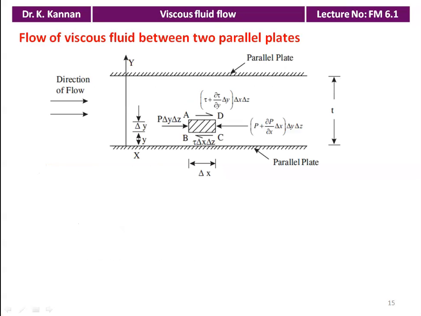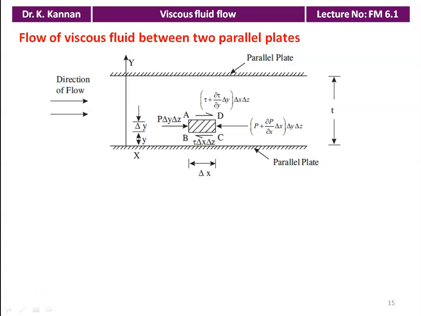Next we are going to discuss the flow of viscous fluid between two parallel plates. The earlier discussion was completely for flow of viscous fluid through a circular pipe. Here it is between two parallel plates with a gap T. So T is the gap between the two plates, and the fluid is entering and flowing between the parallel plates.